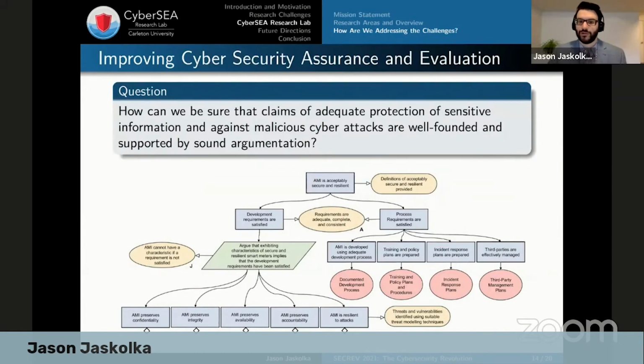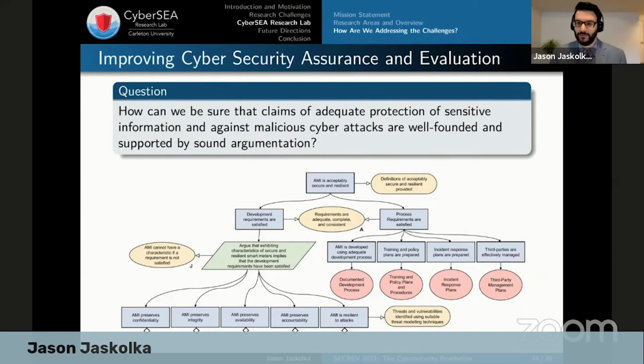We're also looking at improving cybersecurity assurance and evaluation. So how can we be sure that the claims of adequate protection of all of the sensitive information that may exist within critical infrastructure systems are protected against malicious cyber attacks? And how do we ensure that the claims that we're making are well-founded and supported by sound argumentation?